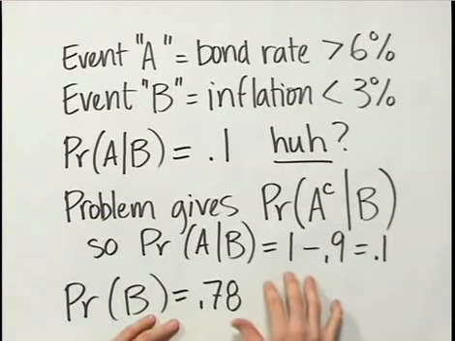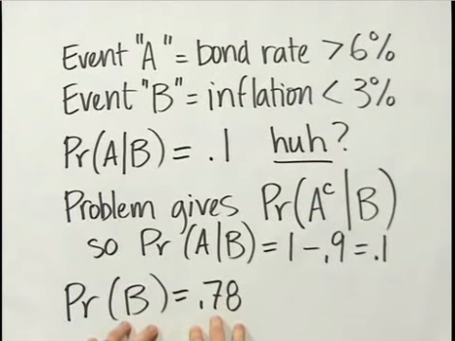So, putting in the last probability that we need to know, the unconditional or the marginal probability of that second event, event B, is the probability that inflation will be below 3% in the problem, that is given to be 78% or 0.78. So now it's just a matter of plugging and chugging again.